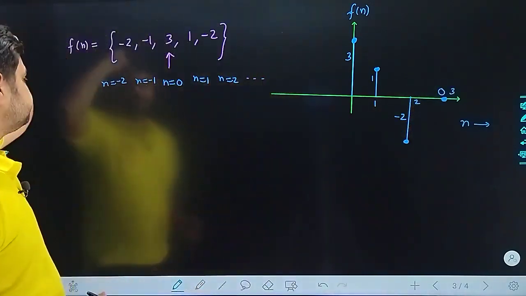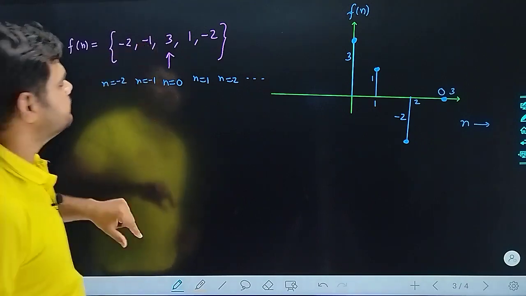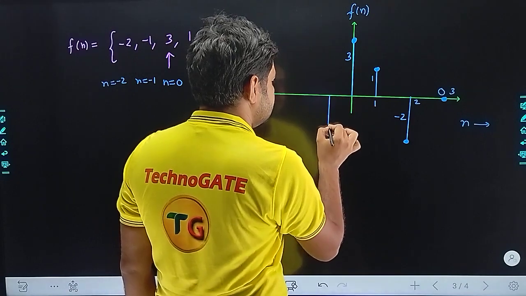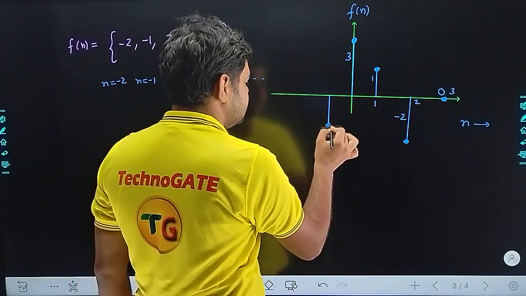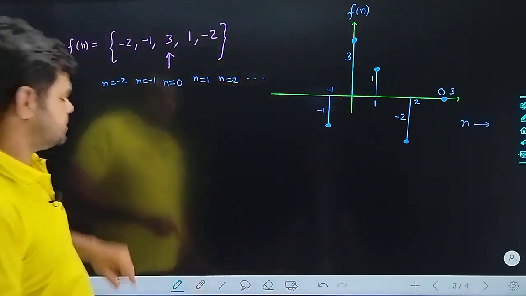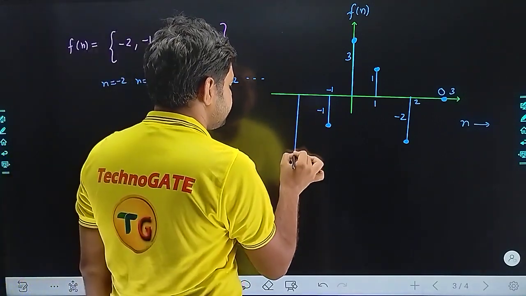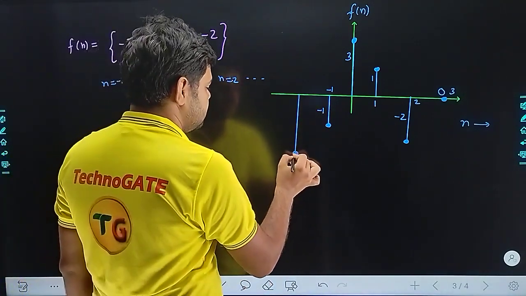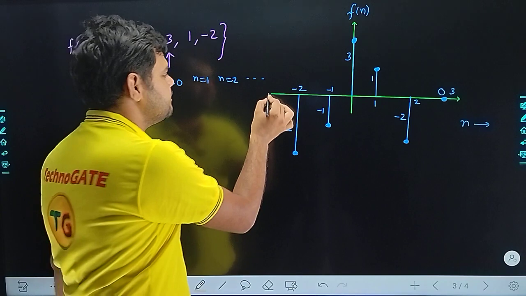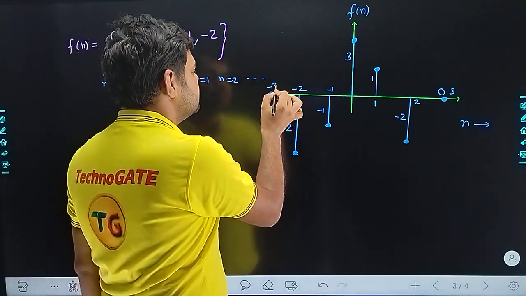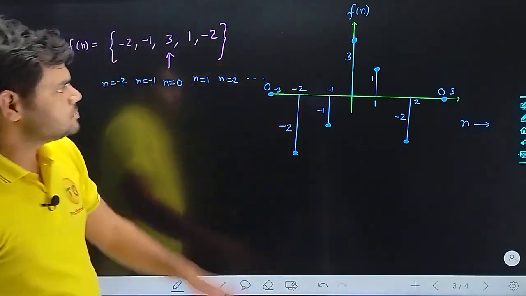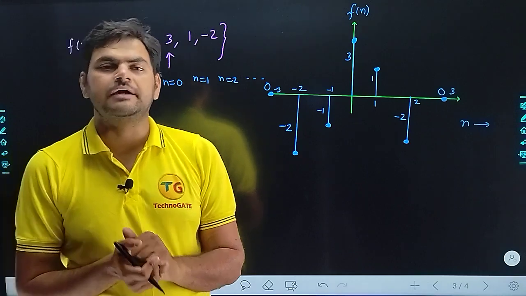And on this side, n is equal to -1, sample value is -1. Here it is n equal to -1. So for this, sample value is what? Again, -1. And if I say for n is equal to -2, the sample value is -2. Like this. So this is how we represent it. And for n is equal to -3, it is 0. So this is the way of representation of a discrete time signal.